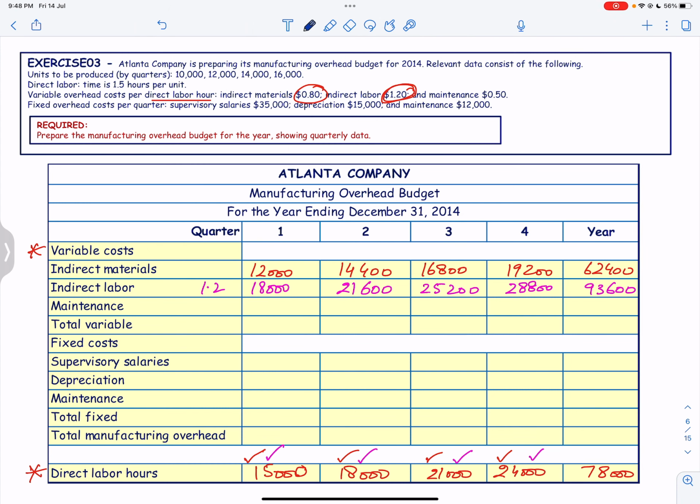Then we go for the maintenance, and maintenance is 0.5. So 0.5 of 15,000 is 7,500. 0.5 of 18 is 9,000. 0.5 of 21 is 10,500, and 0.5 of 24 is 12,000. So the total comes out to be 39,000.